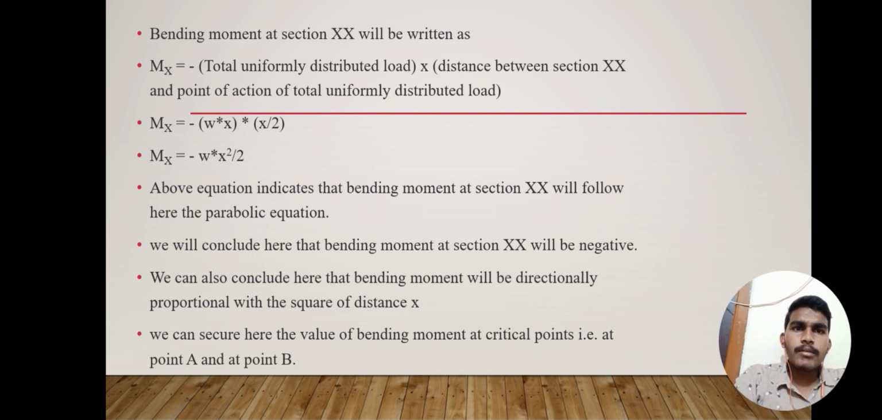The above equation indicates that bending moment at section XX will follow a parabolic equation. We conclude here that bending moment at XX will be negative. We can also conclude that bending moment will be directly proportional to the square of the distance x. We can secure the value of bending moment at critical points, that is at point A and point B.